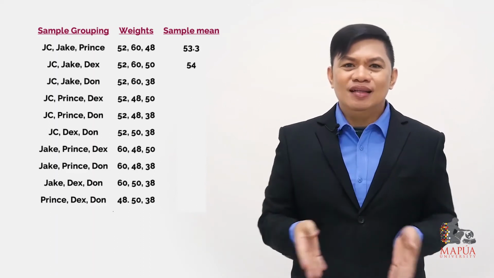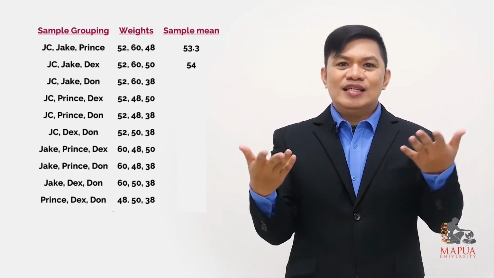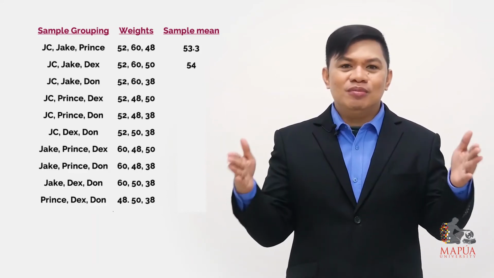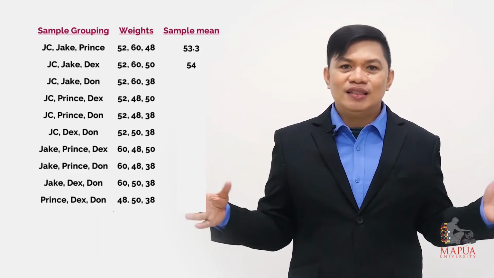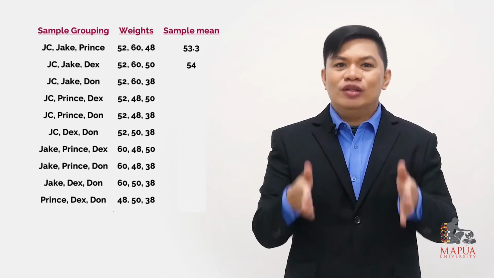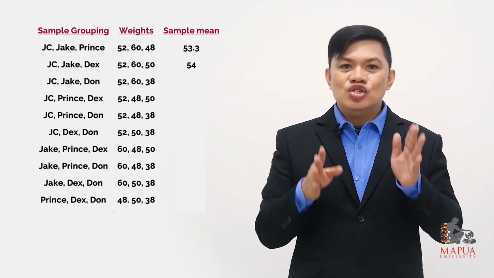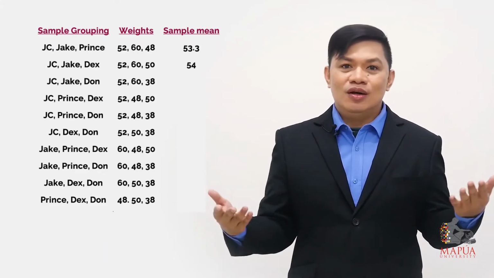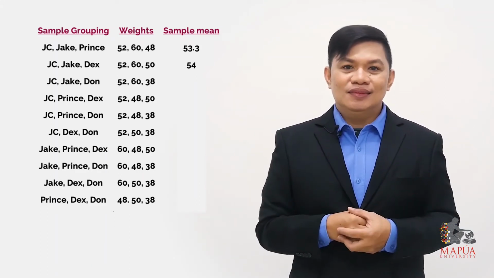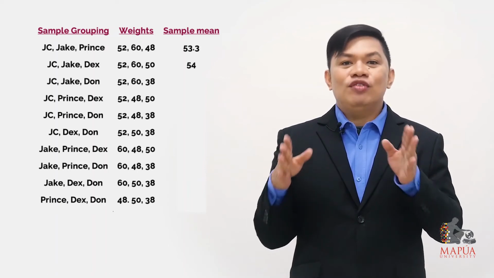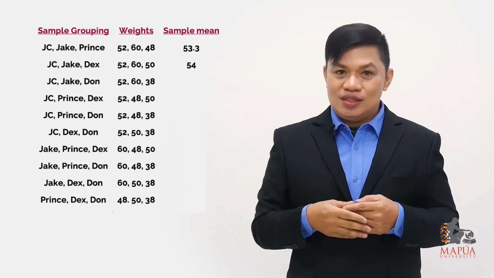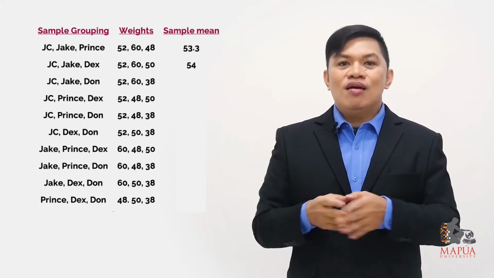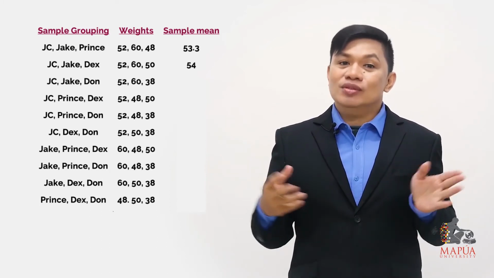Of course, the mean is an easy story to you now. How do you get the mean? Well, get the sum of the 3 weights and then divide it by 3. So, for example, in the first group, the group of JC, Jake, and Prince, what's the mean weight? Okay, that's going to be 53.3 pounds. So, in the first sample group, the mean is 53.3 pounds.